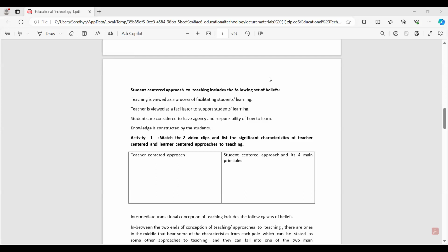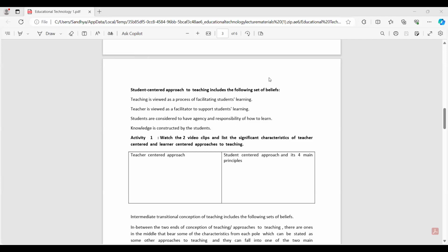Number 3. Teacher-centered, okay? In that column, you write, learner is an empty vessel. A learner is an empty vessel. That is behaviorism. Your learner is an empty vessel. That is behaviorism. But if you go to constructivism, are you in that column now?